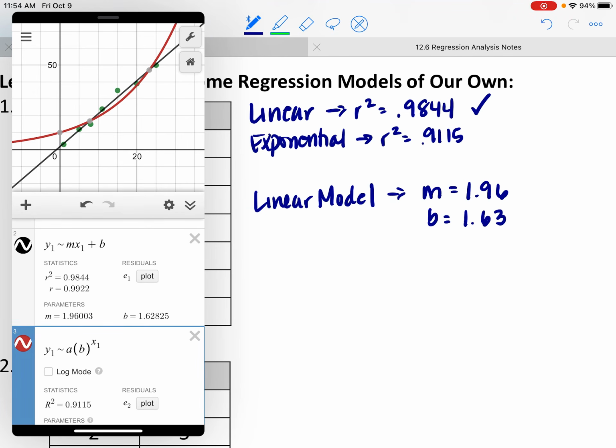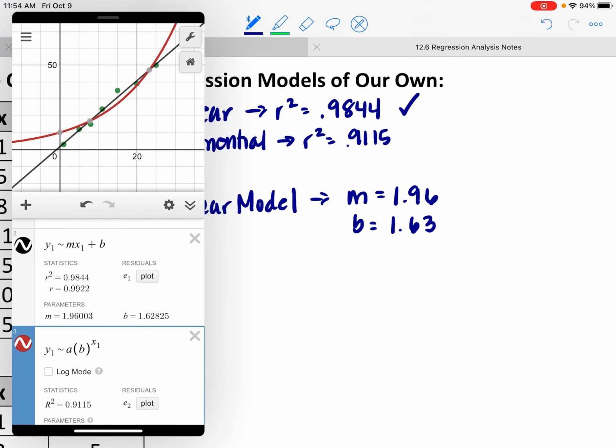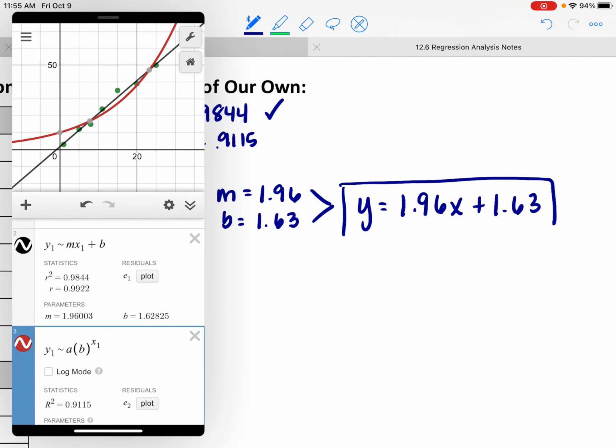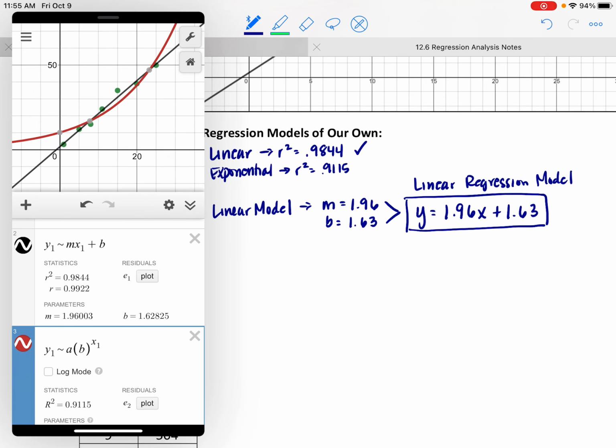So our model is actually going to put those together, and we're going to say y equals 1.96x plus 1.63. So that is our linear regression model, or we could also call it the line of best fit, or we could say it is the linear regression equation. There are lots of names for that. I didn't realize I already named that over there.